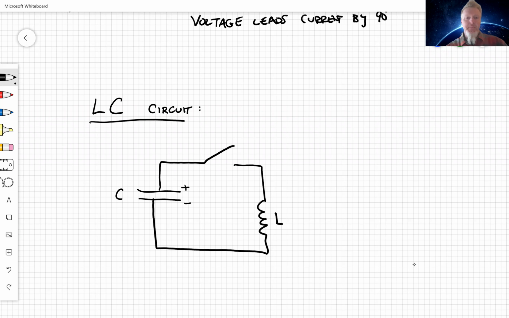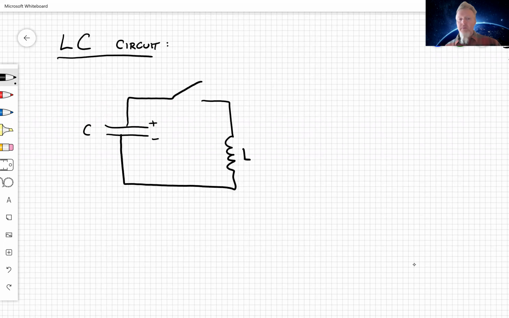What's going to happen? I'm going to start with a charged capacitor, and then we're going to close the switch at, for lack of a better time, t equals 0. Capacitor charged, switch closed.